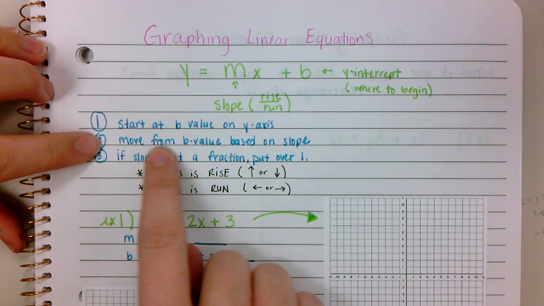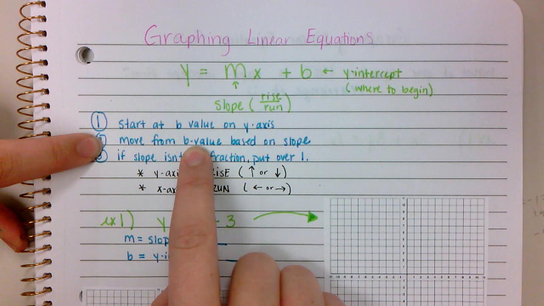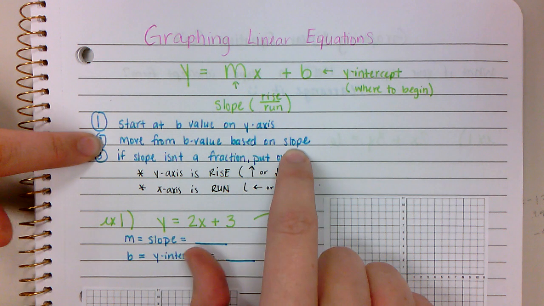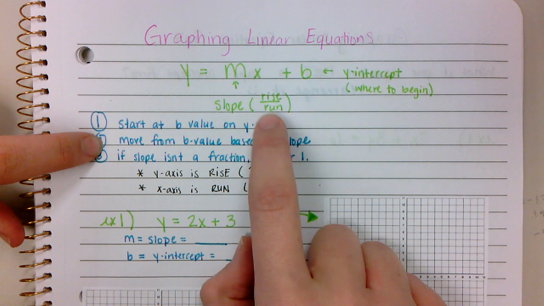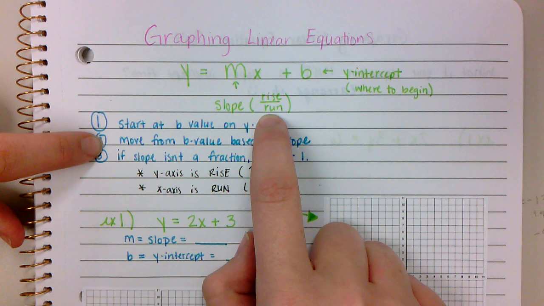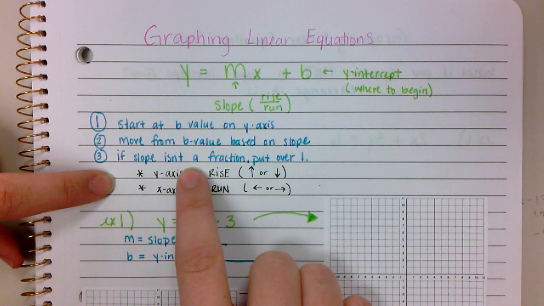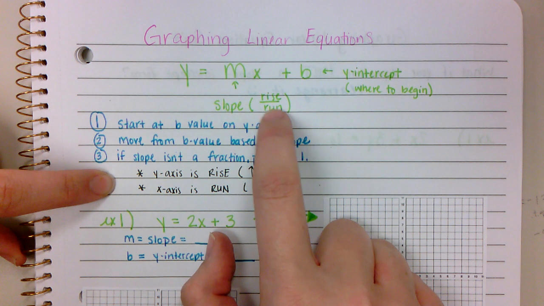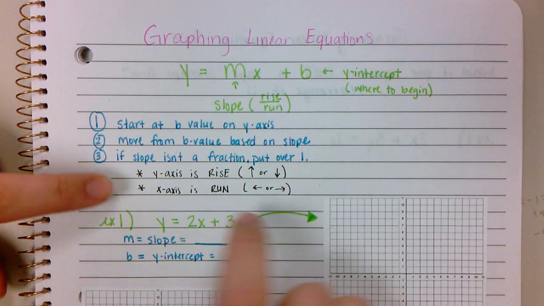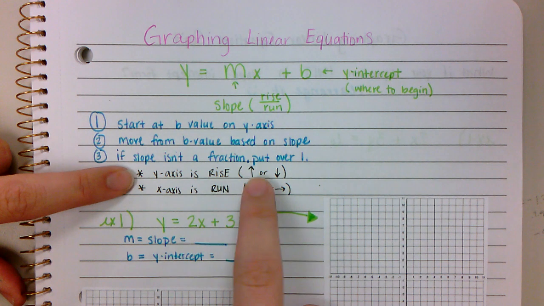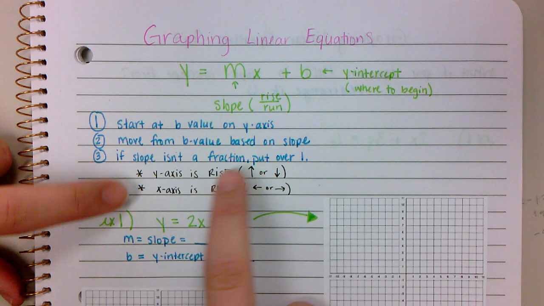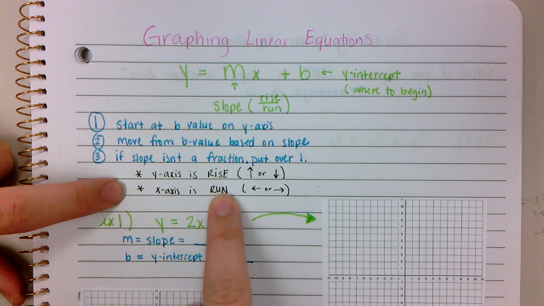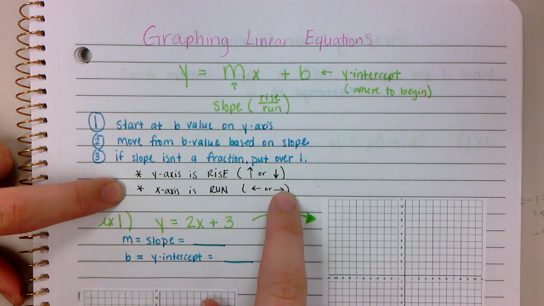Then you're going to move from that b value that you just plotted. You're going to move based on your slope. So whatever your slope is, that's how you move. It tells you how much to go up and how much to go over. If your slope is not a fraction, just put it over 1. So if you don't have that bottom number, make it a 1. Remember, the y-axis is the rise, so it tells you whether or not you go up or down. The x-axis is the run, tells you whether you go left or right.